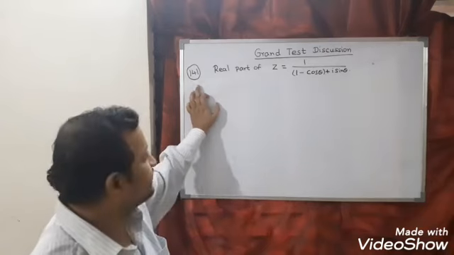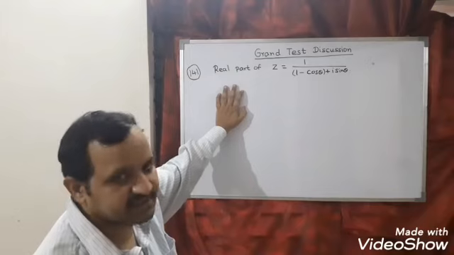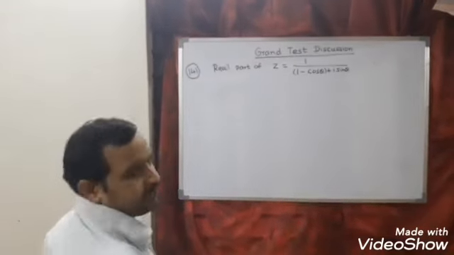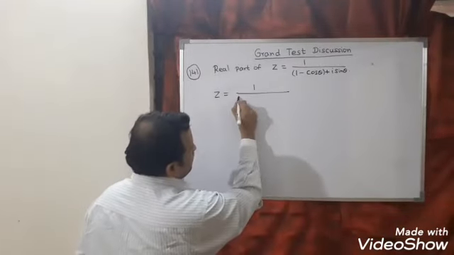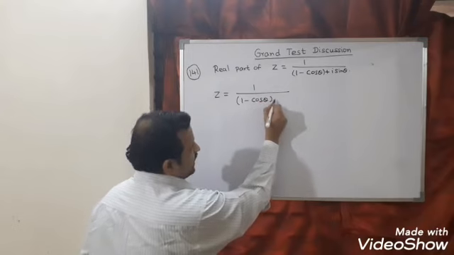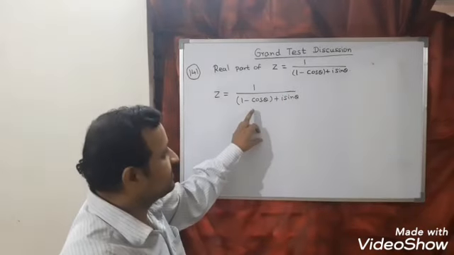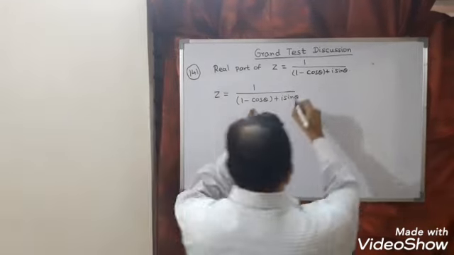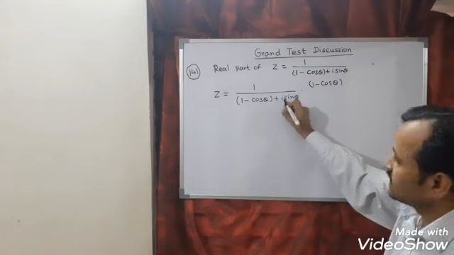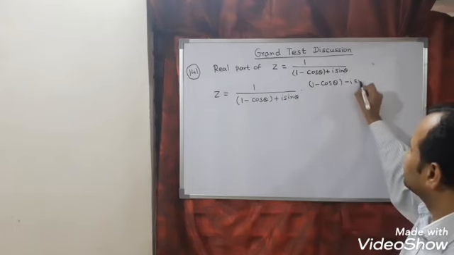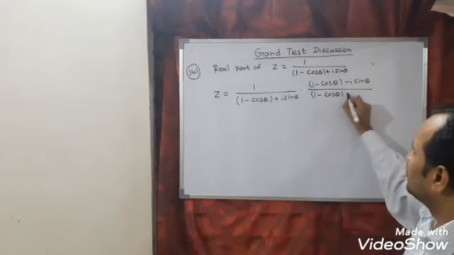Question number 141: real part of z is equal to 1 divided by 1 minus cos theta plus i sin theta. So let us find. We can write z is equal to 1 divided by 1 minus cos theta plus i sin theta. Whenever a complex number comes in the denominator, we have to take its conjugate. So the conjugate of this is 1 minus cos theta, where plus i will be replaced by minus i sin theta, whole divided by 1 minus cos theta minus i sin theta.